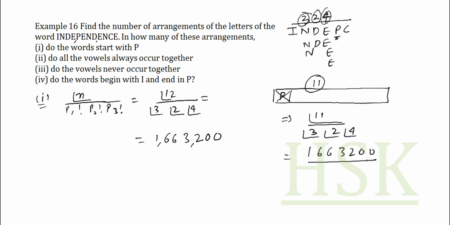So this will be same as 1,663,200 divided by 12, because there is only a difference of 12. So this will be equal to 1, 3 carry, 12 3s are 36, 12 8s are 96, and 7 carry, so 12 6s are 72. So this will be equal to 138,600. Okay.